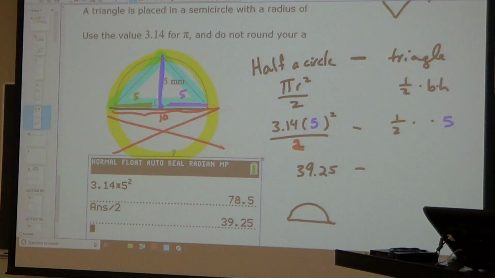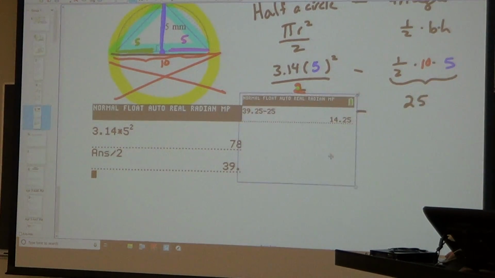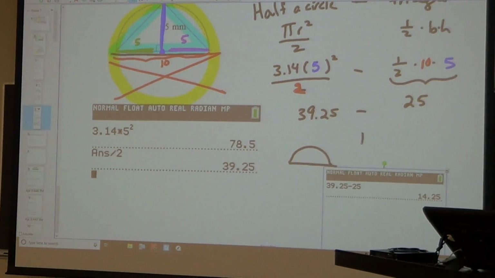So the base of the triangle is really the diameter of the circle, which makes it 10. So if I come over here to my calculator, this is going to be 25, because 5 times 10 is 50, half of 50 is 25. So if I go to my calculator, it is going to be 39.25 minus 25. There's my answer. 14.25 millimeters squared.